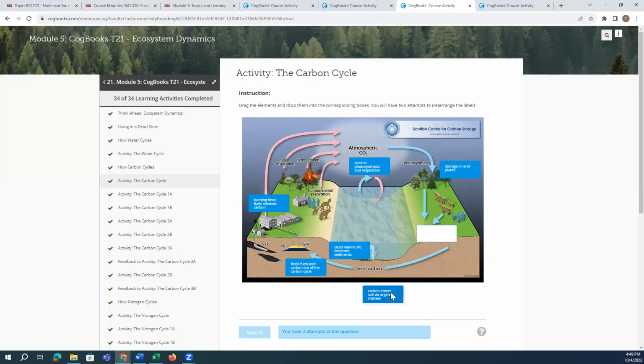And this last one is carbon enters soil via organic matter. So what does that mean? That's fecal matter and decomposition, right? Yeah, exactly. So the animal can put carbon back into the soil via waste, or it could die and decompose and put it into the soil as well.